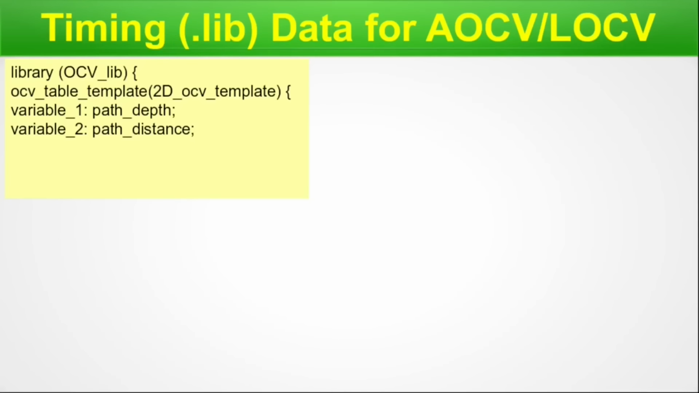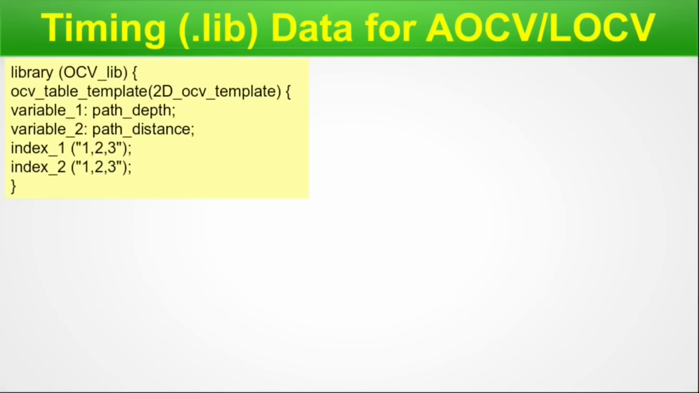It is declared in the top section of the .lib. And we have dummy indexes 1 and 2. In an actual case, these indexes, values and numbers can vary. And here we close it. So this is the template, that is the prototype of the actual table that we find later on inside each cell of the .lib file.